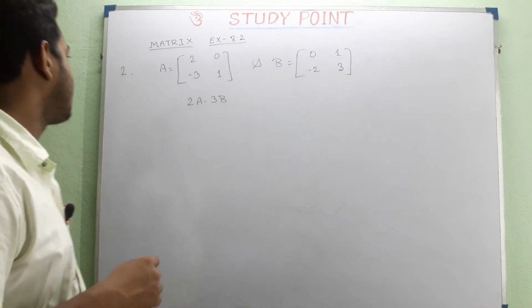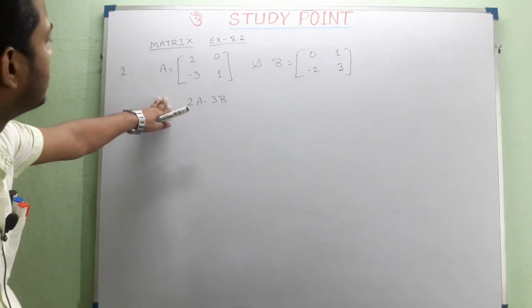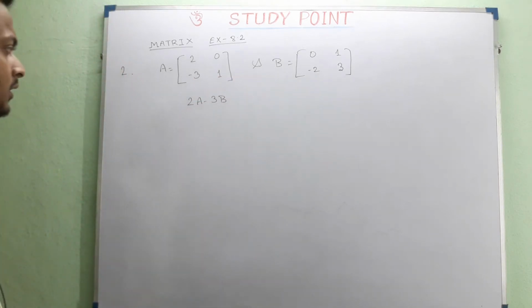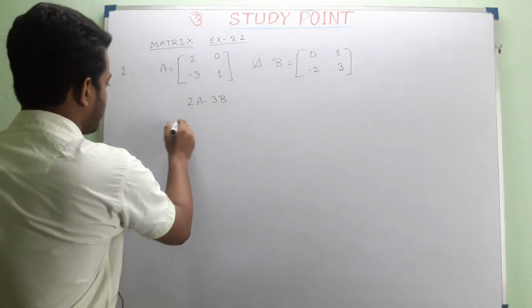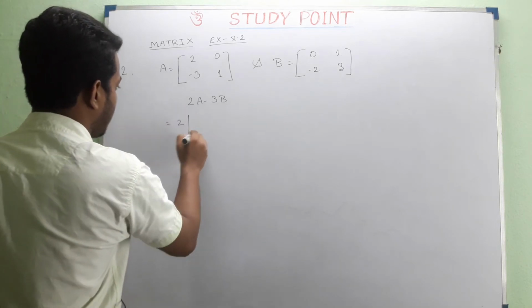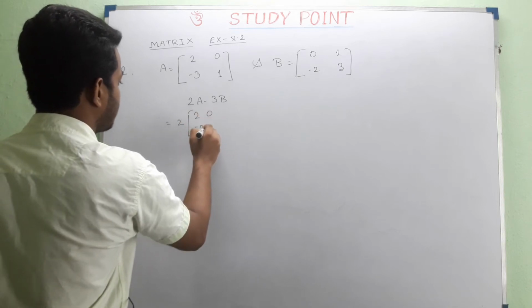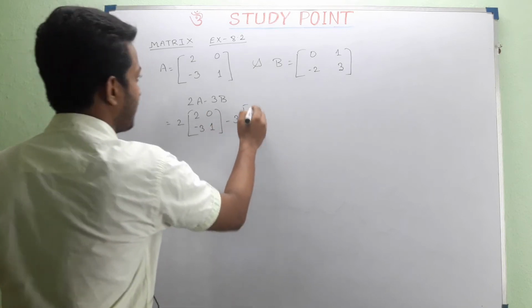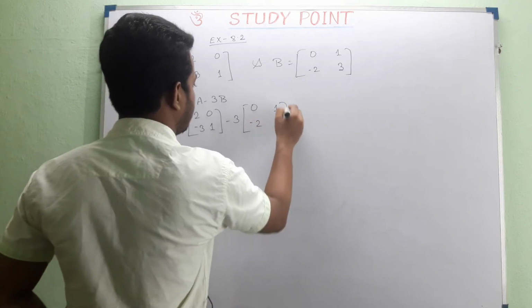So our next sum is question number 2. See, it is the same as question number 1. A and B matrices are given and you have to find the value of 2A minus 3B. Now see, we just have to write 2 over here and write the value of the A matrix, 2 0 minus 3 1, minus 3 into the B matrix, that is 0 1 minus 2 3.